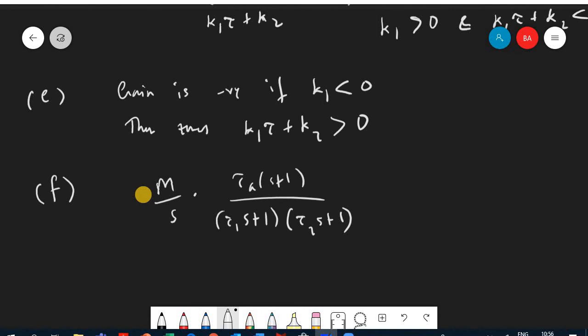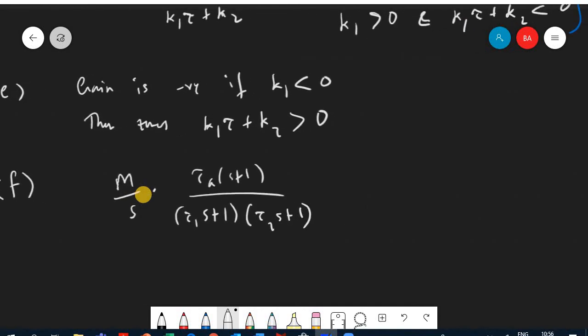So if I have a step input to a second order process, first I'm going to look at my poles. Is it smooth or oscillatory? And number two, is it stable or unstable?